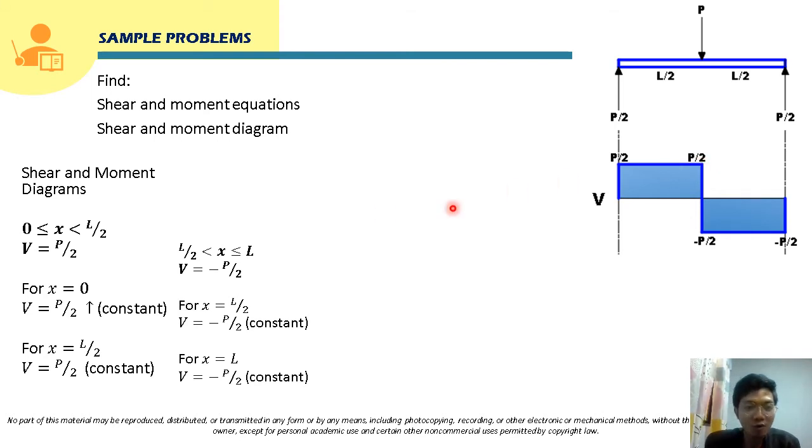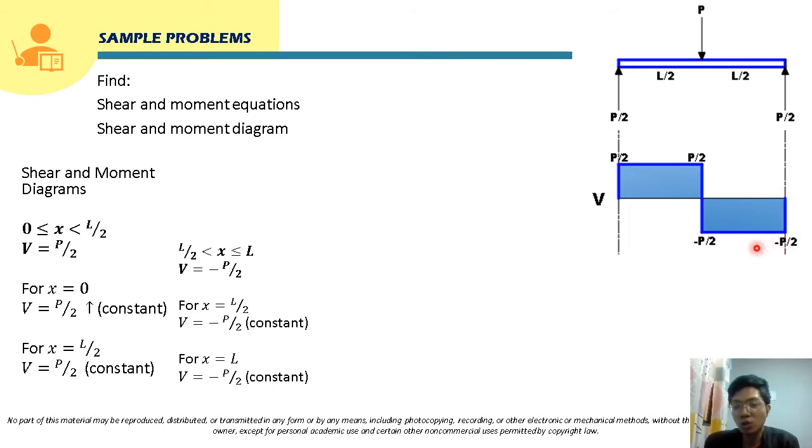Okay, now for the second segment, from L over 2 to L. The shear at x equal to L over 2 is negative P over 2. So this is negative shear, so it will be plotted below the x-axis. And for x equal to L, the shear is still negative P over 2. That's why here at distance L, the shear is negative P over 2.